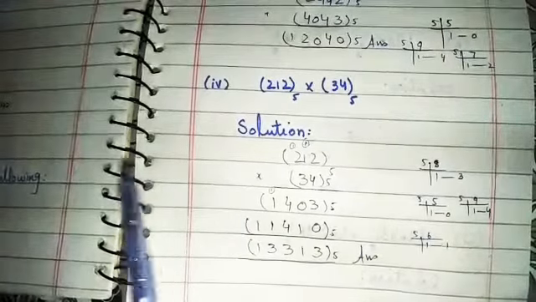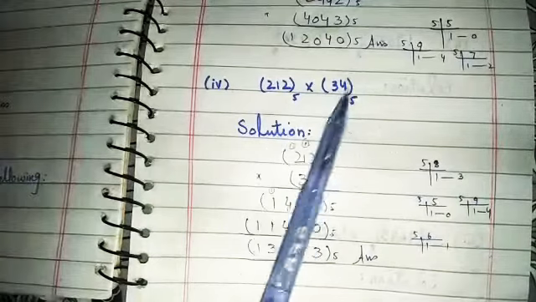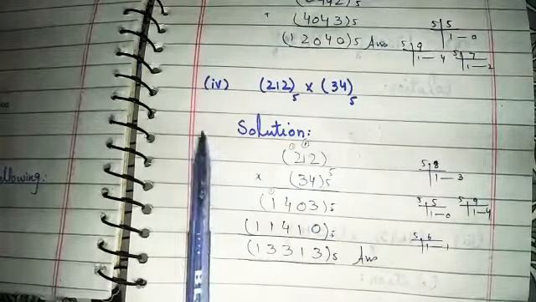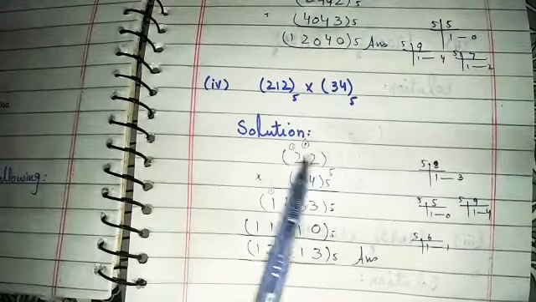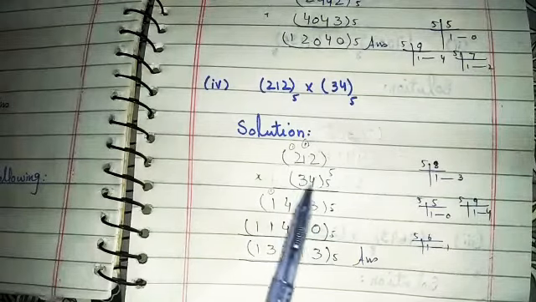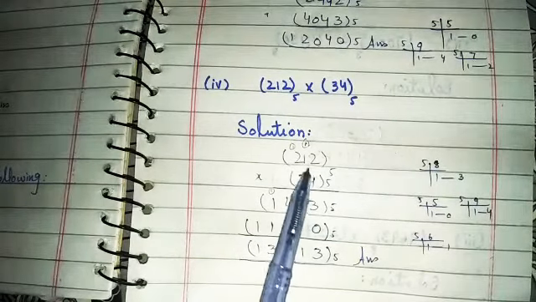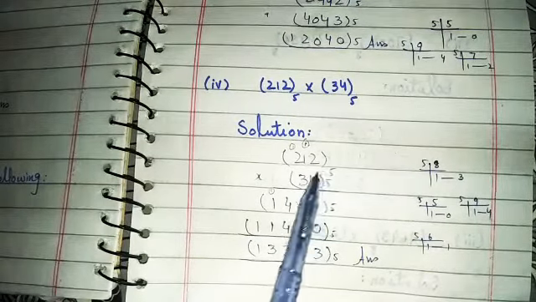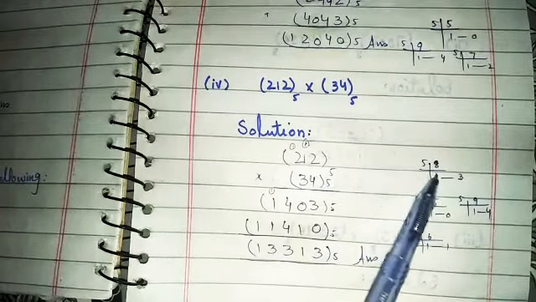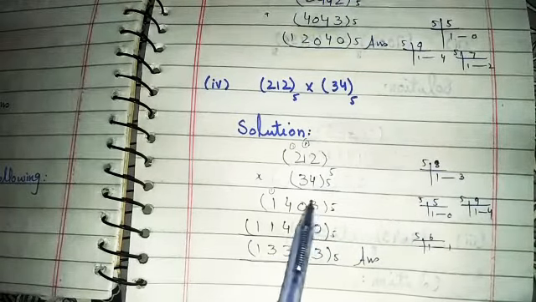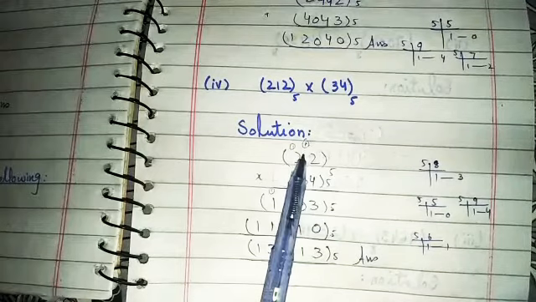Now students, here is our part 4 given to us. We have to find out the product of these two base 5 number systems. Firstly, we will write 2 1 2 with base 5 into 3 4 with base 5. When we multiply 4 into 2, we got 8. We cannot write 8, so we will divide it. 5 ones are 5 and 3 is a remainder.